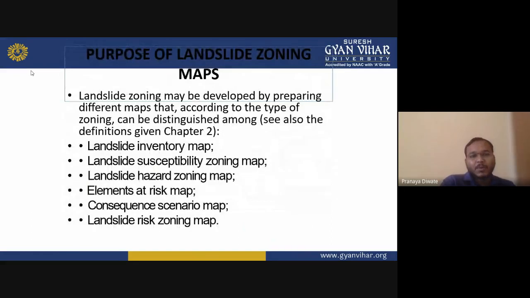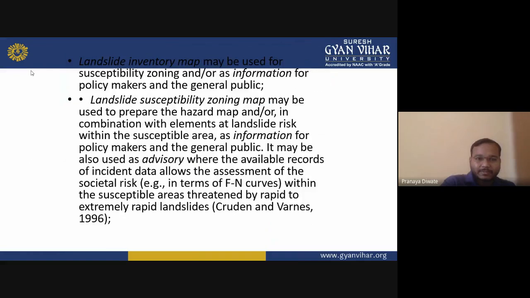So what is the purpose of landslide zoning? Landslide zoning may be developed by preparing different maps, which according to the type of zoning can be distinct among different kinds. So: landslide inventory map, landslide susceptibility zoning map, landslide hazard zoning map, element at risk map, consequence scenario map, landslide risk map. These all are the maps you can prepare for landslides.